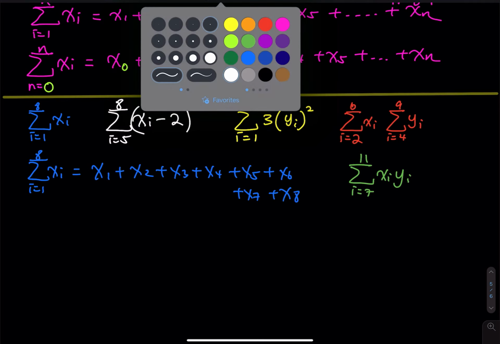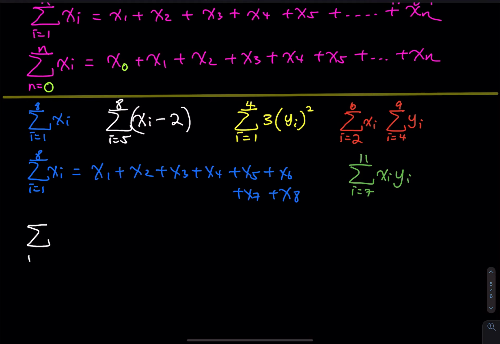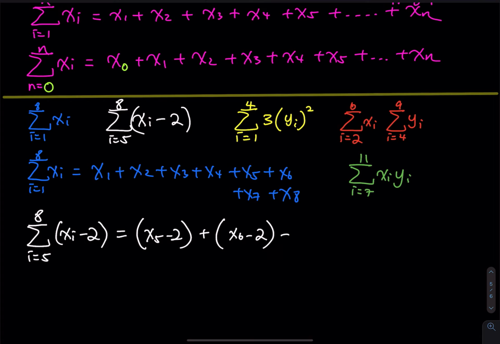And then number 2, i goes from 5 to 8. All right, so this is the summation, i goes from 5 to 8, and then xi minus 2. So we start at 5. The first term is x5 minus 2 plus x6 minus 2, and then plus x7 minus 2, and then plus x8 minus 2. That's it.